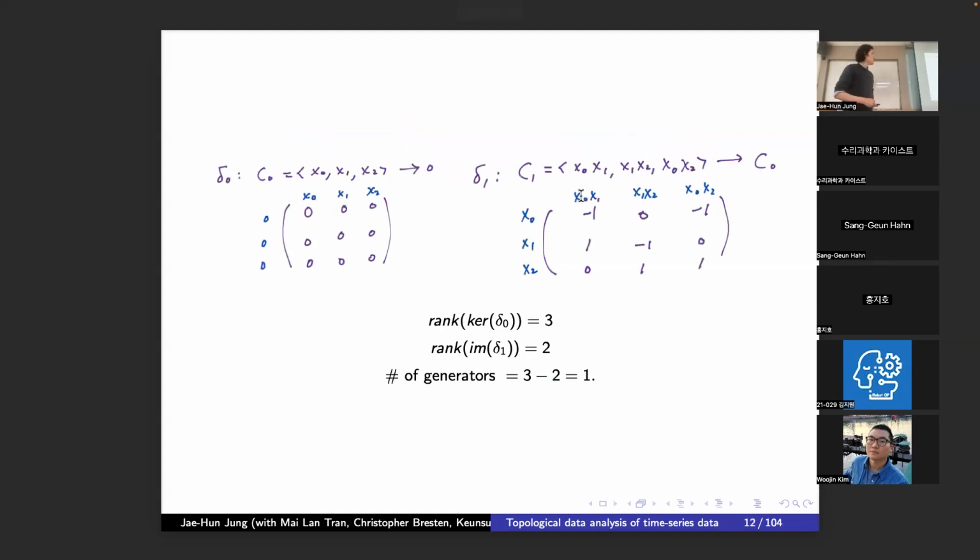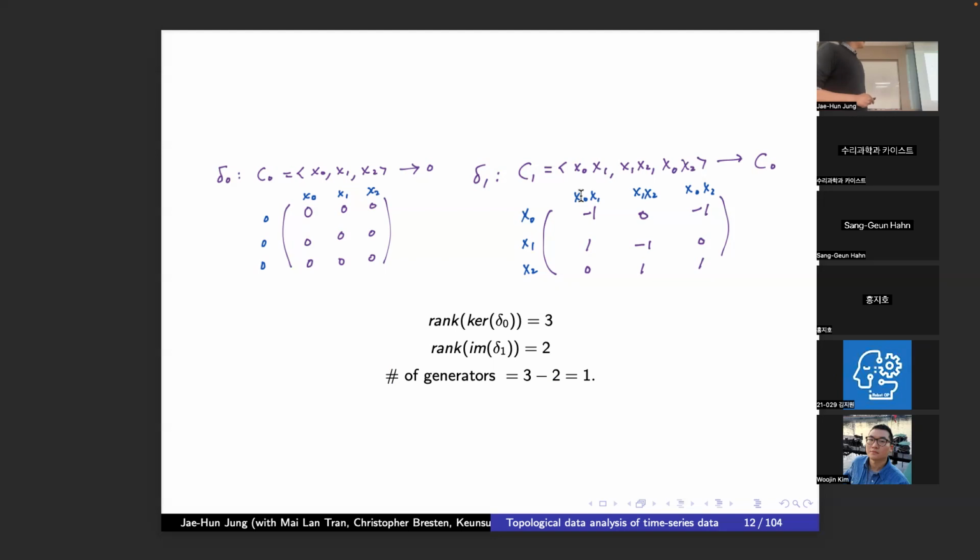So how do we compute this? For example, delta 0 of C0 becomes 0. From x0, x1, x2, everybody goes to 0, 0, 0. Then this is the operator, and the matrix becomes the zero matrix: 0, 0, 0, 0, 0, 0, 0.